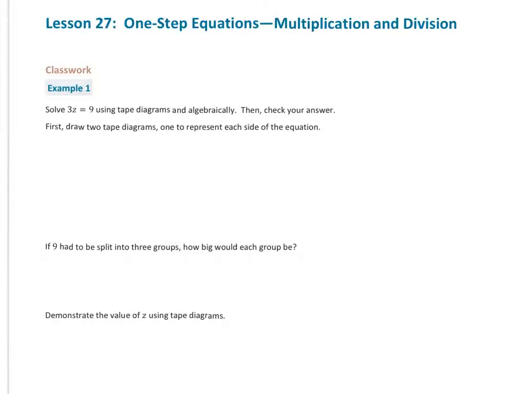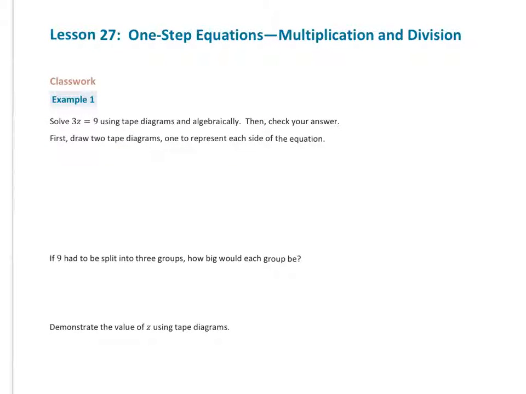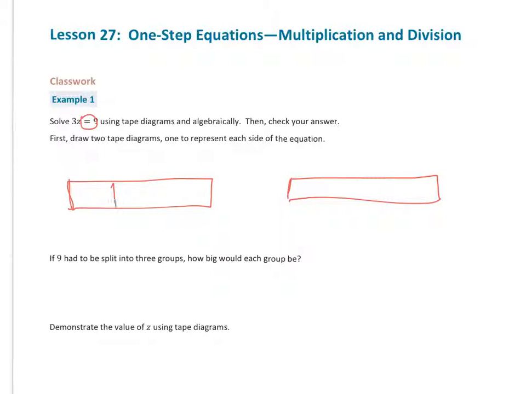So let's start out with a couple tape diagrams. So we have 3z and 9. I'm going to draw them the same size since it says they're equal, so they should be the same. So z, z, z, since we have 3 z's.